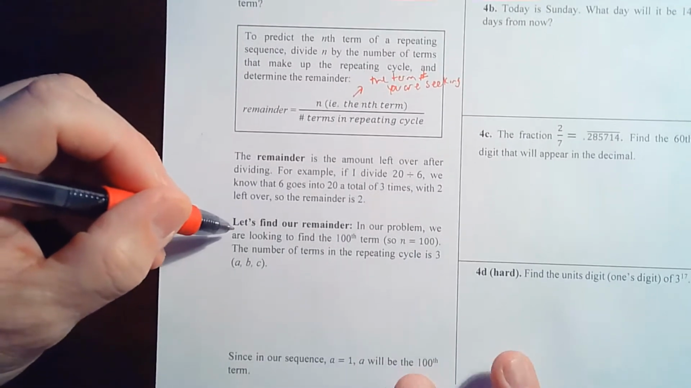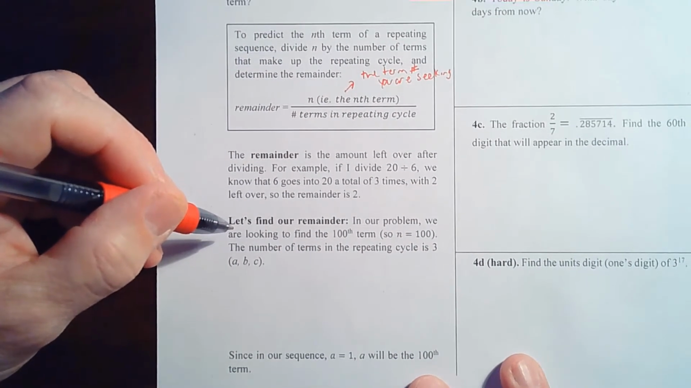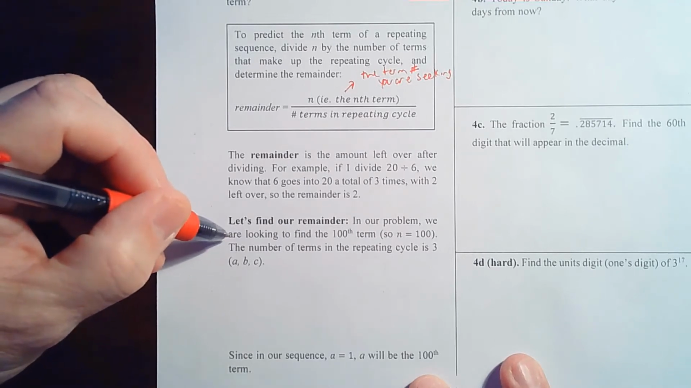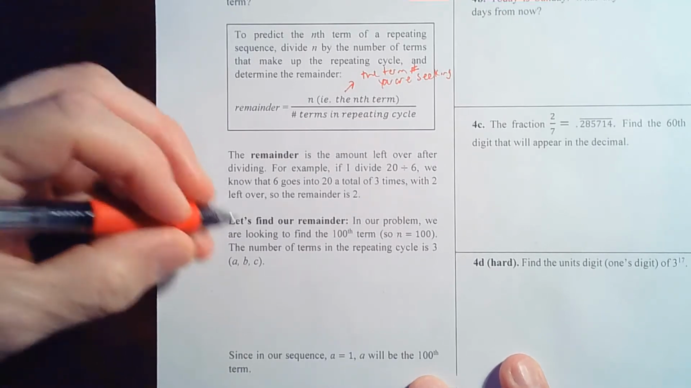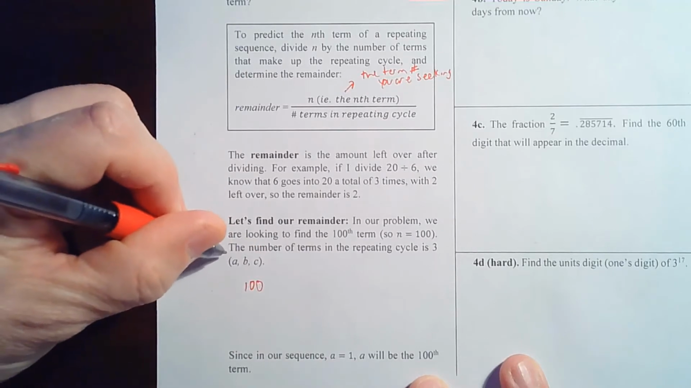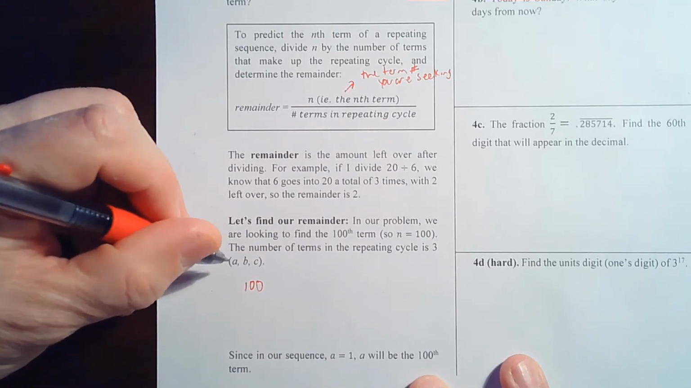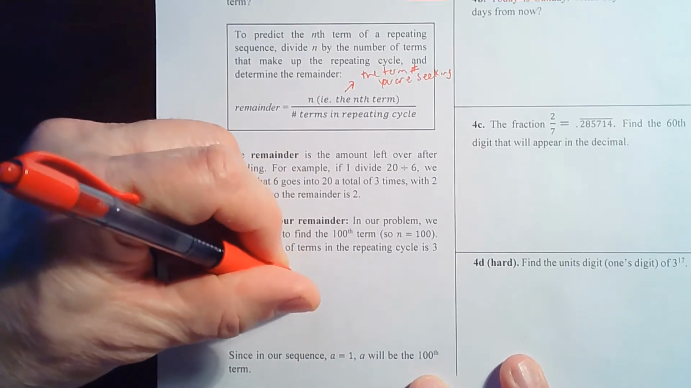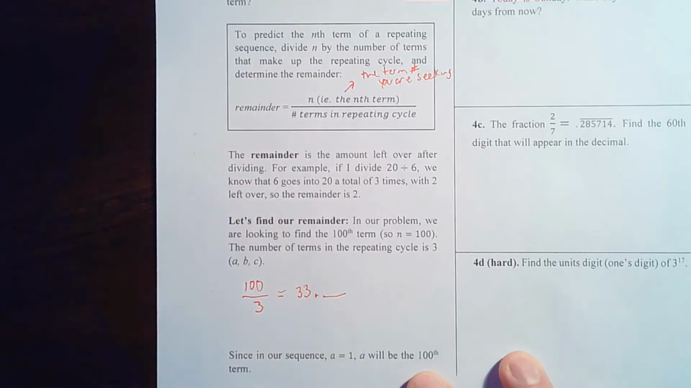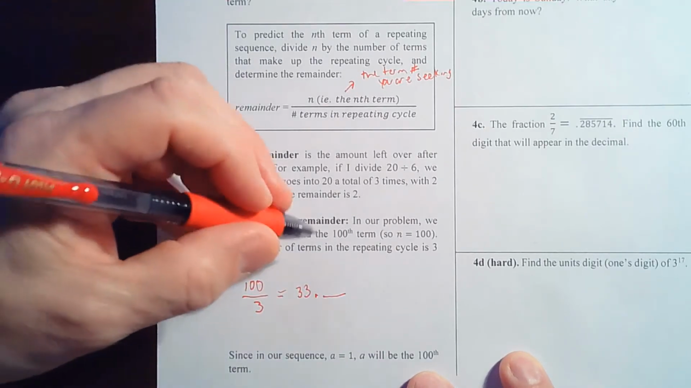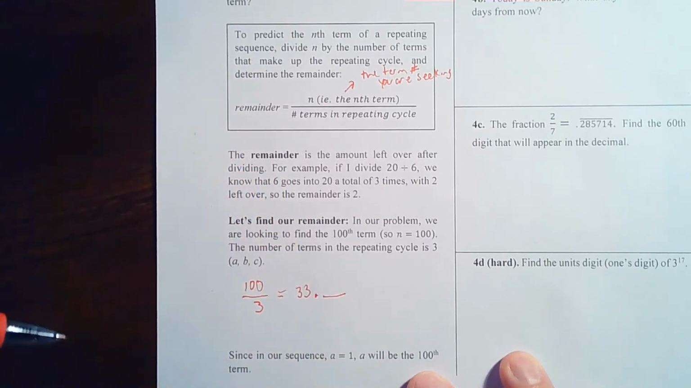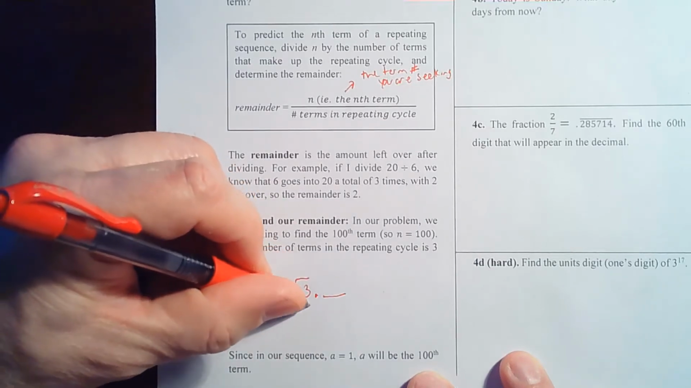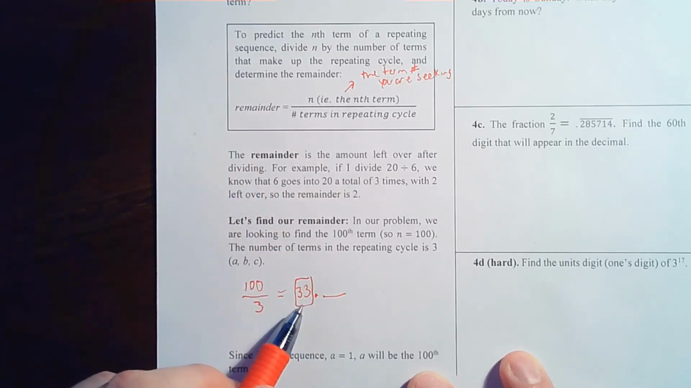All right, let's find our remainder. In our problem, we are looking to find the 100th term. That's the term we're seeking. So n is 100, and we're going to divide by 3 because the number of terms in the repeating cycle, ABC, ABC, is 3. 100 divided by 3 is 33 point, and then there's a whole bunch of stuff after that. The important thing is this: the stuff after the decimal is not relevant. The number in front of the decimal is the important number. That's how many times 3 goes into 100 evenly.